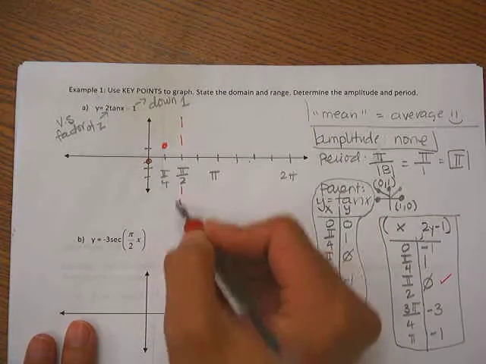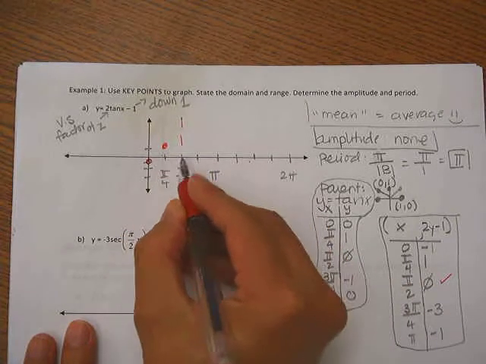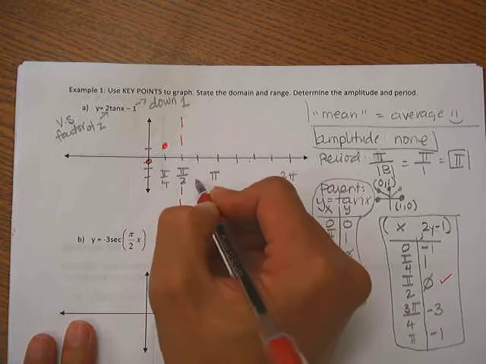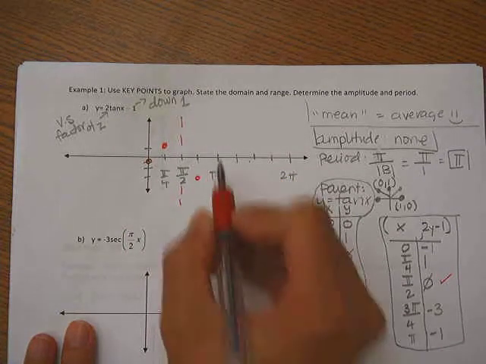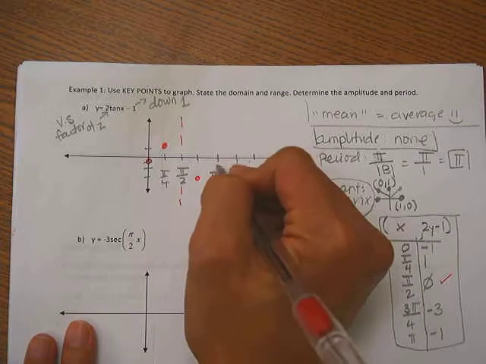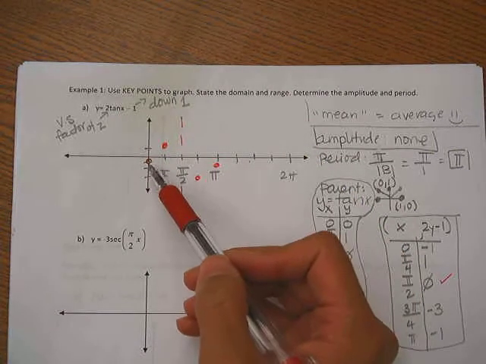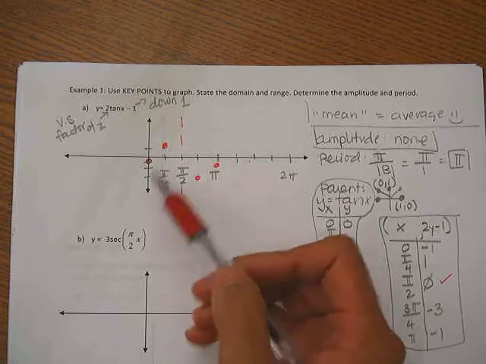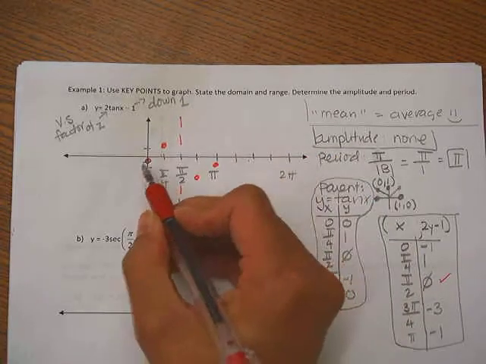Pi over 2, asymptote, I already have that in. 1 pi over 4, 2 pi over 4, 3 pi over 4. Looks like I need to go down to negative 3. And at pi, which is this one, looks like I'm going to negative 1. So check out the dots. Over here, I have a dot at negative 1 and then positive 1. Over here, I have a dot at negative 3 and negative 1. I'm sorry, negative 1 and positive 1.